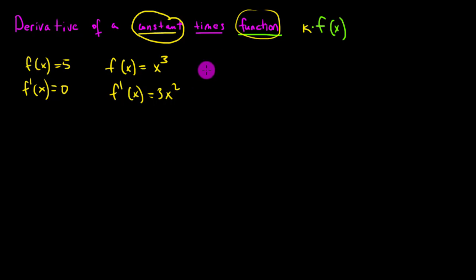So now the question is how to find the derivative of the combination of a constant and the power function. Okay, how to find this one? That's our task. First of all, let's find this one using the definition of a derivative.